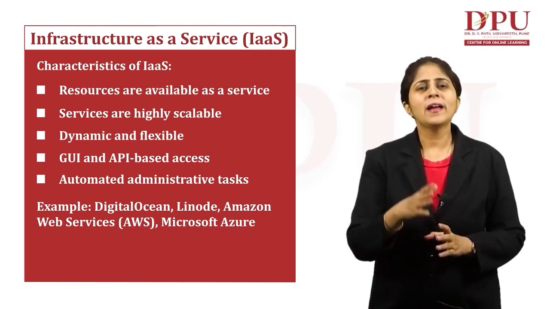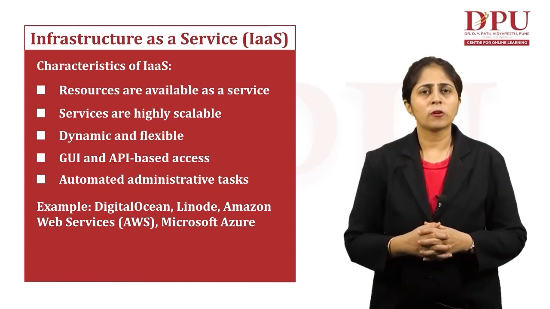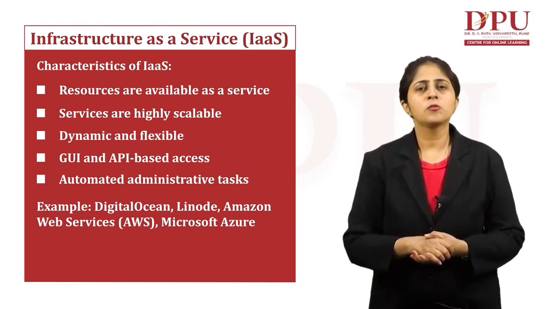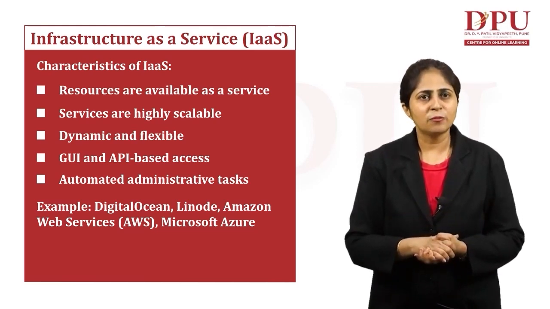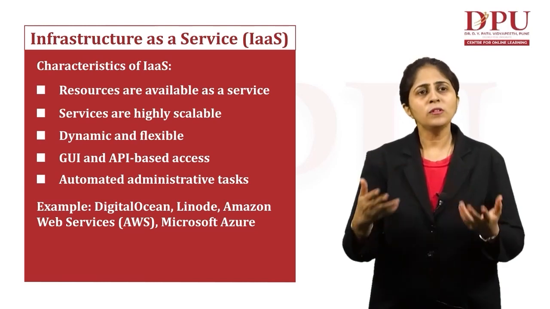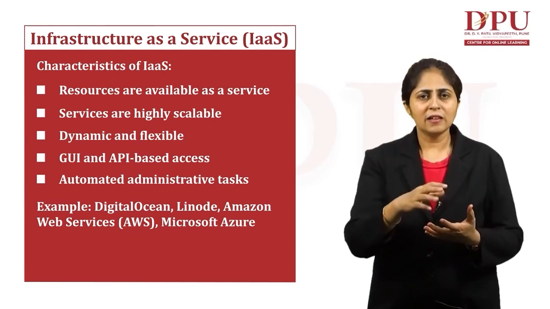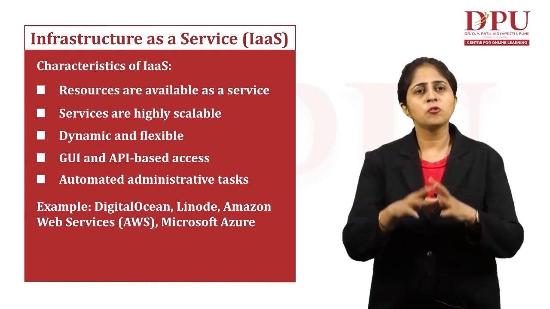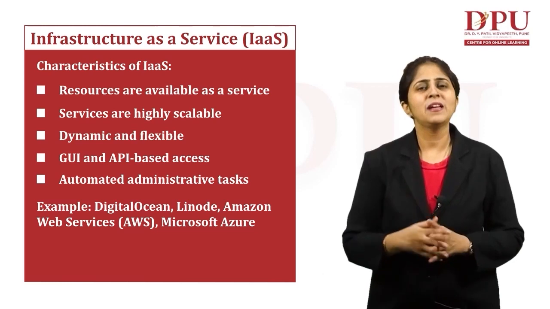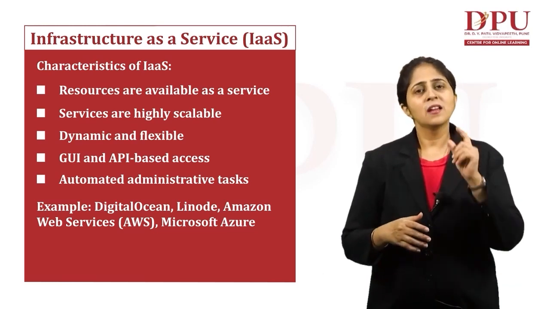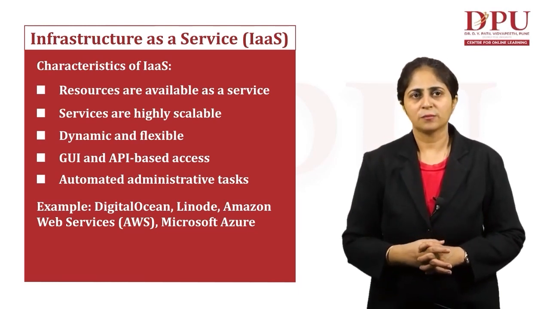Next one, GUI and API based access. It provides the kind of access the user wants, whether he wants to access these services using the graphical user interface, or he wants to use some application programming interface for accessing the services. So both types of access are provided to him according to his requirement, according to what he is more interested in and wants to use more. So it provides both GUI and API based access. GUI is graphical user interface, API is application programming interface.